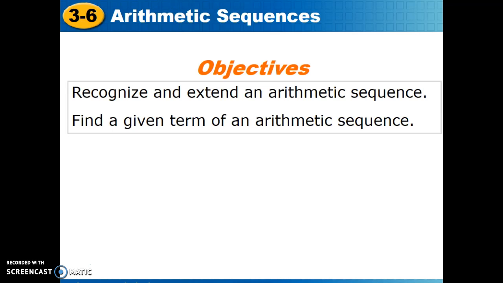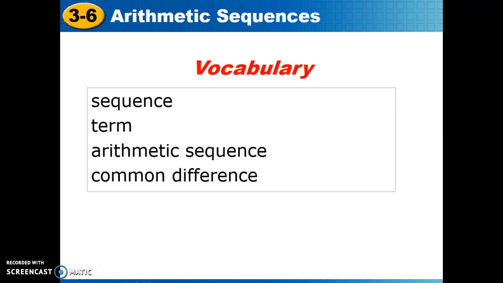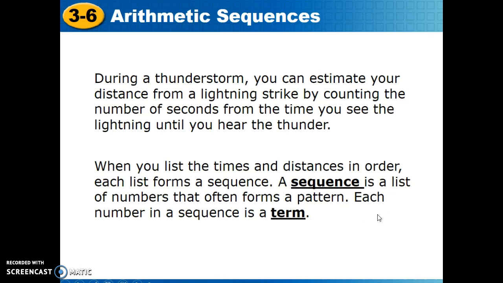Our objective for the lesson today is to recognize and extend an arithmetic sequence, meaning add on to it given the pattern that we've recognized. We're going to find a given term of an arithmetic sequence. If I said to you 1, 3, 5, that's the first 3 terms. And if I asked you to find the 100th term, you can do that quickly and painlessly with our new formula we're going to learn today. Key vocabulary terms are sequence, term, arithmetic sequence, and common difference.